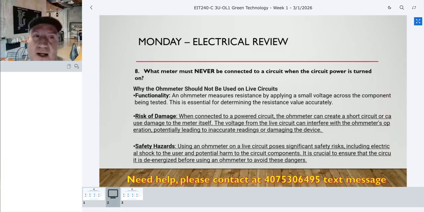Number 8, what meter must never be connected to a circuit when the circuit power is turned on? One of the most important things, guys, is to never use the ohmmeter when you have the circuit energized. Why? Because you can cause damage, and you can get an electrical shock. So the recommendation, don't forget: if you want to test the resistance of any component, you need to de-energize, no energy, no electricity in the circuit, and after that you can isolate the component and test the resistance. Don't forget that because it's crucial, it's very important.